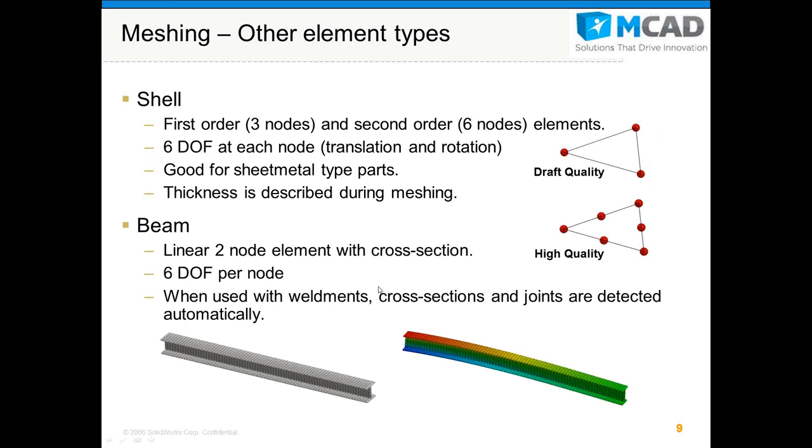And then the last type of element, which would be a beam element. These are automatically defined whenever you use weldments. It takes a look at the cross-section for each solid body and defines a beam type element. And for beam elements, the nodes are actually at the endpoints of each one of the beams, and again, each one of those endpoints would have 6 degrees of freedom.